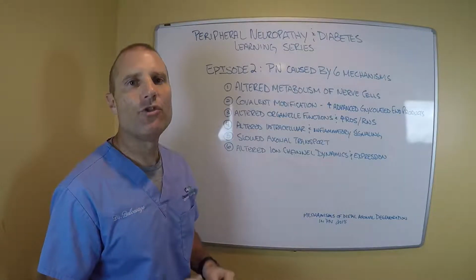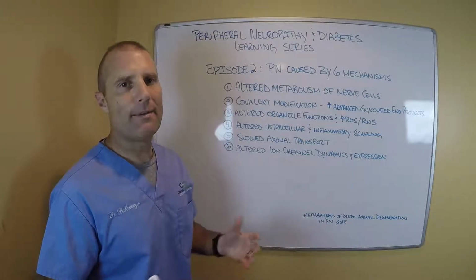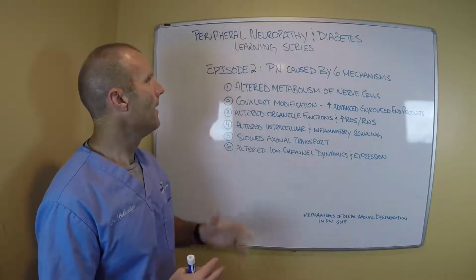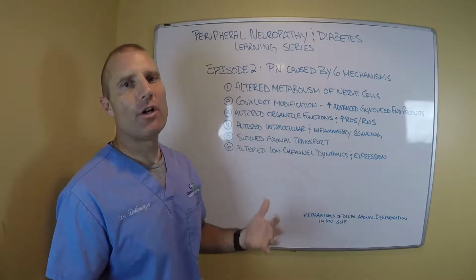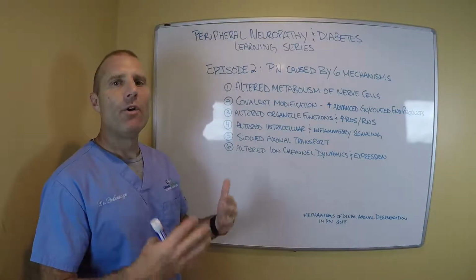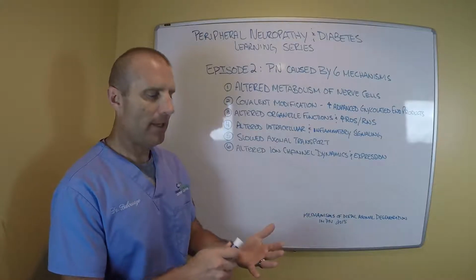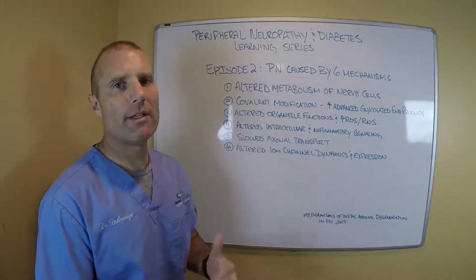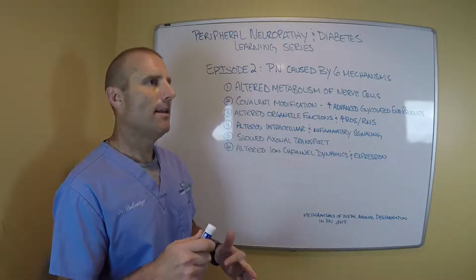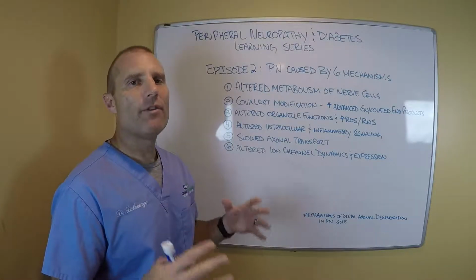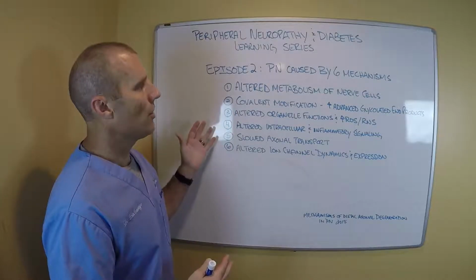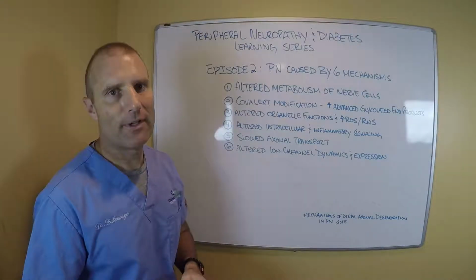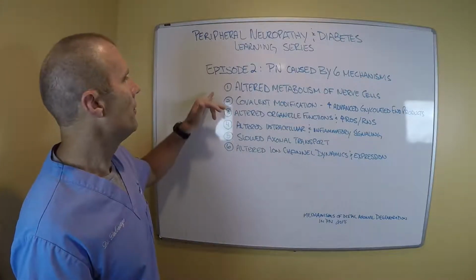We're back for episode 2 of the Peripheral Neuropathy and Diabetic Learning series. Today I want to talk about the 6 primary mechanisms that actually cause neuropathy. It really doesn't matter what's causing your neuropathy. Is it a toxicity issue? Is it a diabetic issue? Is it an infection issue? Whatever the stress trigger is that's causing damage to your nerve, the damage is caused by these mechanisms, okay? So these are important things.